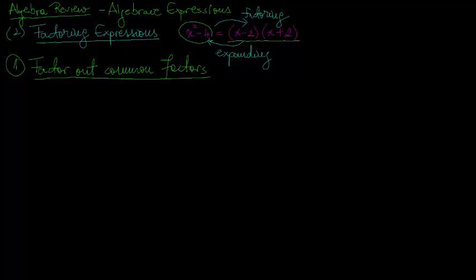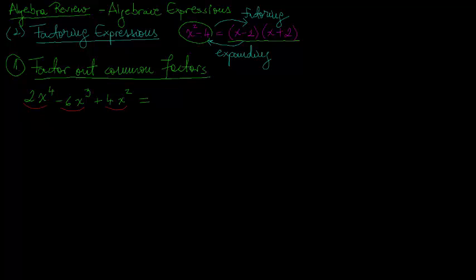So let's look at an example. Let's say that I have the expression 2x to the fourth minus 6x cubed plus 4x squared, and we would like to factor this expression. We first try to identify if there are any common factors present in all terms. That is, I'm looking at the 2x to the fourth, negative 6x cubed, and the 4x squared, and see is there anything in common that these three terms have that I could factor out.